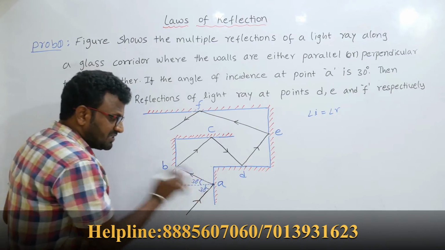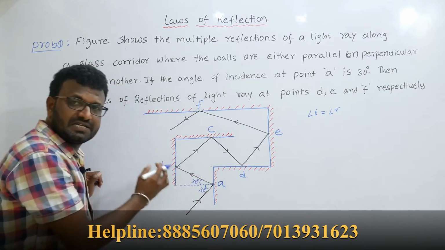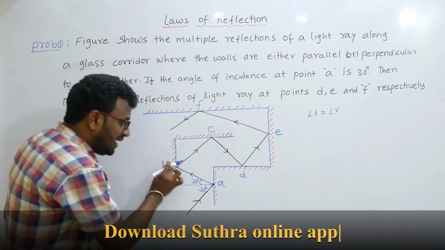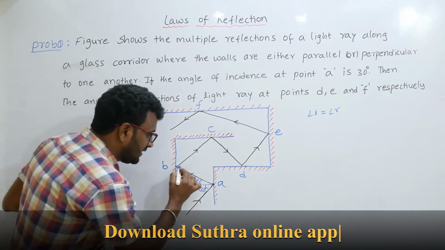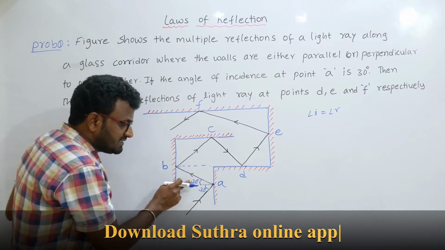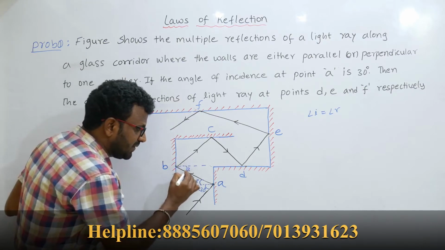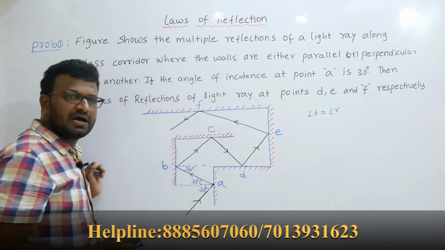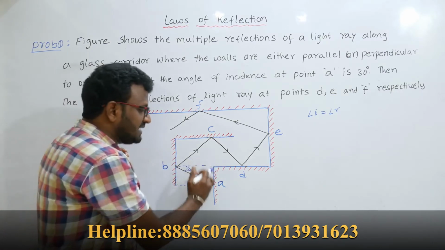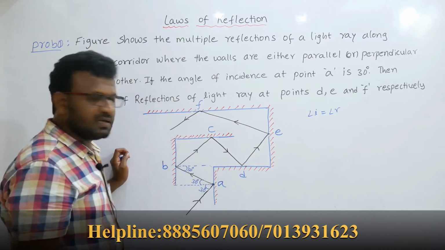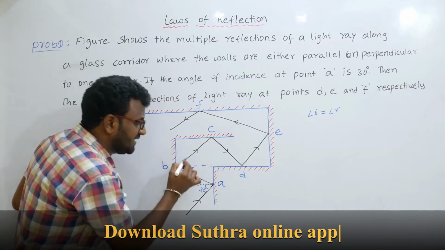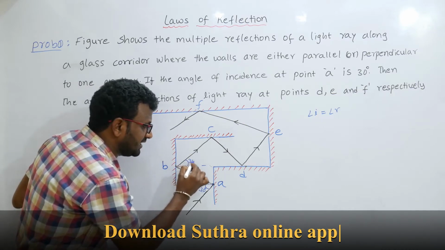Now after the first reflection, that reflected ray is incident on the other mirror at the point B. At the point of incidence, again I am going to draw the normal line. Now this angle is 30, so this one also becomes 30, because these two angles are alternate interior angles, as these two lines are parallel to each other. Now this angle is 30, so according to the laws of reflection, this angle also becomes 30 degrees.